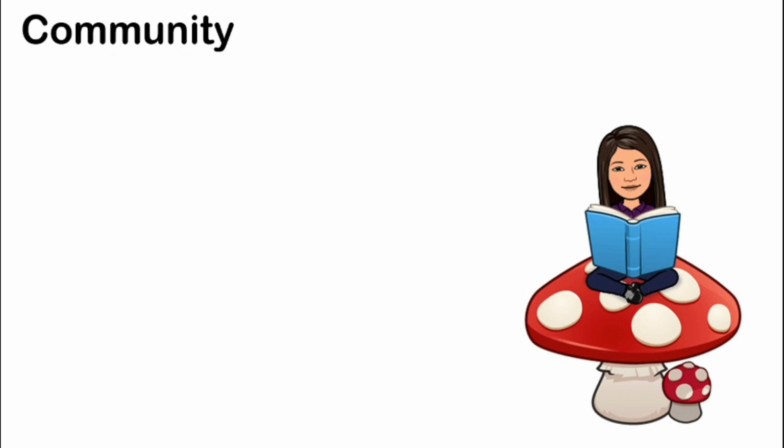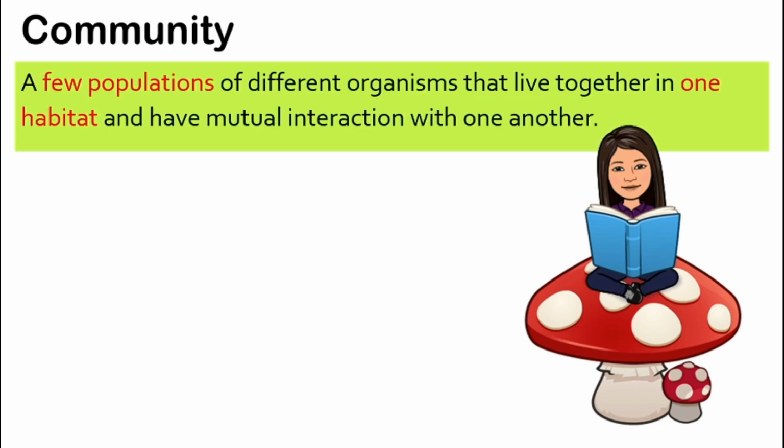How about a community? A community is a few populations. Again, is the word that we have just learned. Just now is one population of dragonfly. How about if there are different organisms that live together in the same habitat and they all live in groups? They are all different types of populations but the same habitat and they have mutual interaction with each other. Then that is called a community.